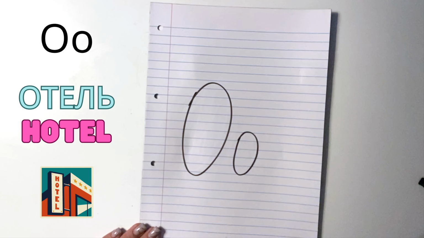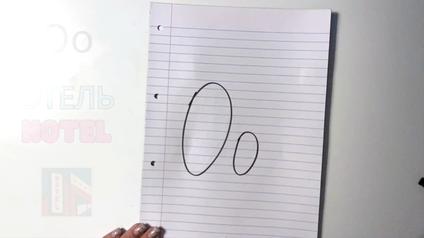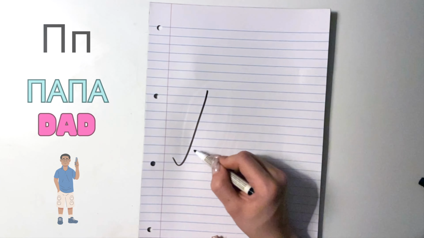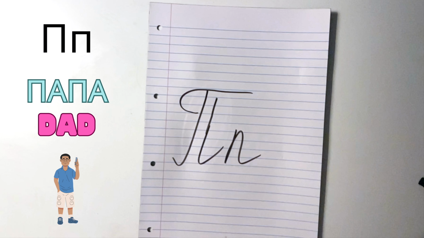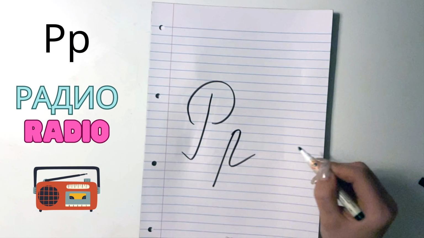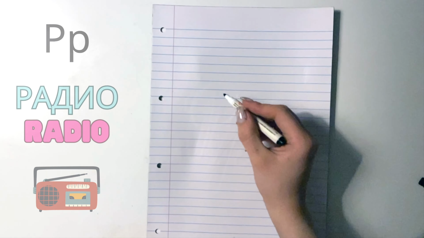It's отель, which means a hotel in English. P. A word beginning with P is papa, which means dad in English. R. A word beginning with R is radio, which is another conjugate that means radio in English.